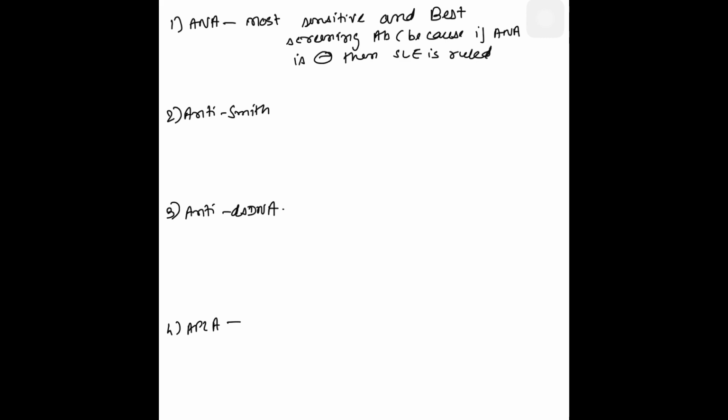So let's start. First is ANA. You can take down the notes with me. ANA is the most sensitive antibody in SLE and also the best screening antibody. Because if ANA is negative, then SLE is ruled out. Okay, so first is ANA.